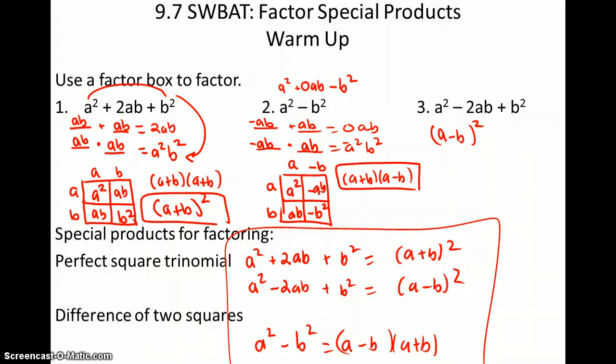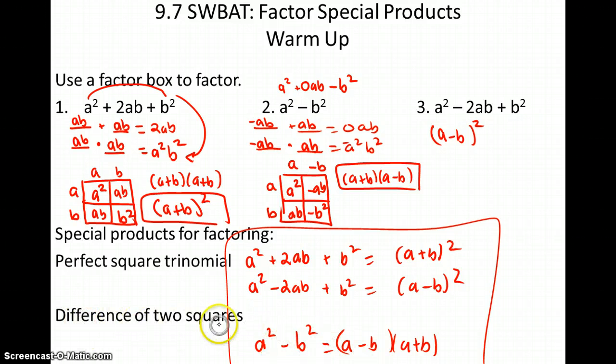So one special product is a squared plus 2ab plus b squared is equal to a plus b, this quantity, squared. Again, from 9.3, you went from here to here. And so now we're going to go in the reverse order. We're going to factor instead of multiplying. So I want you to look at these. I want to make sure that you have this down.